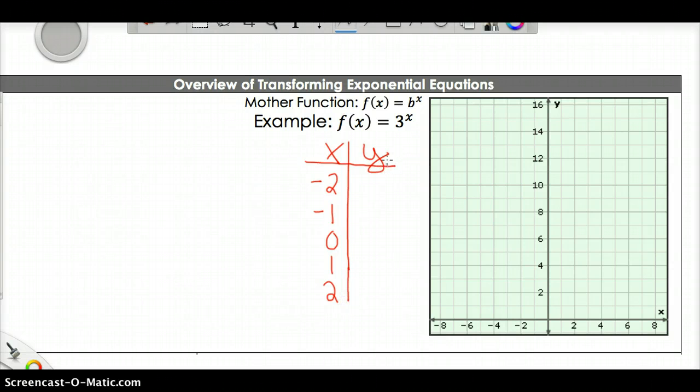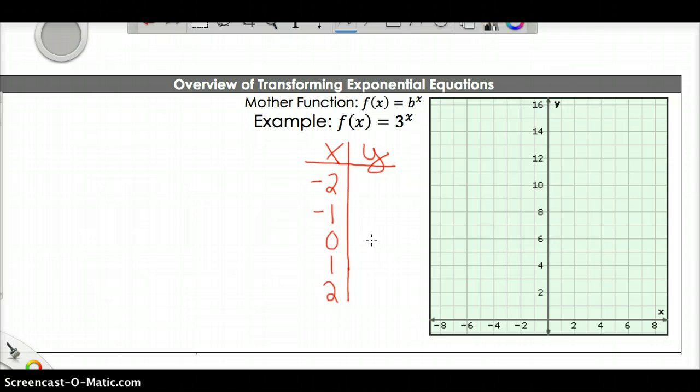And one thing I do want to be clear about is that for every different exponential function, for every different base, you will have to find new key points for your mother function, and you'll do that by taking your x coordinate, plugging it in for x, and evaluating to find the output, or y coordinate.